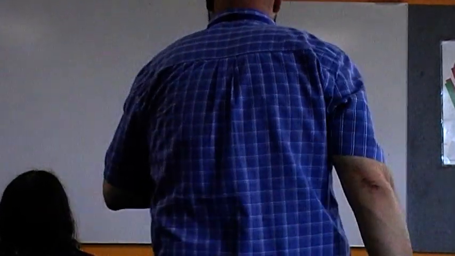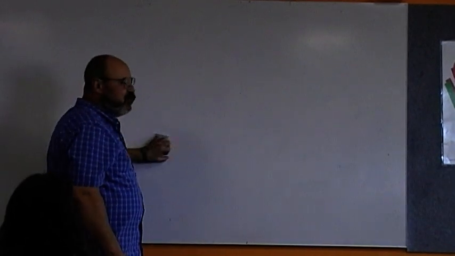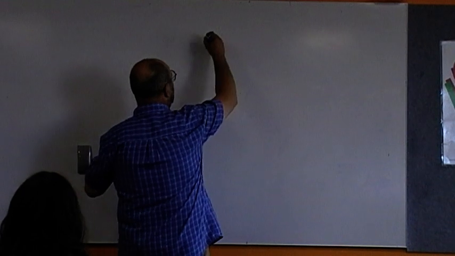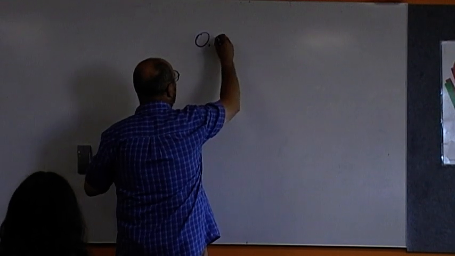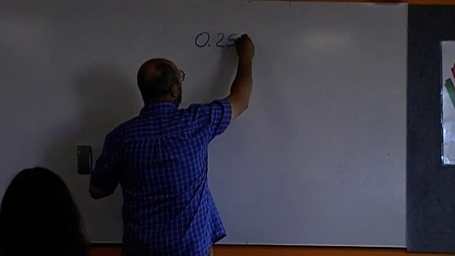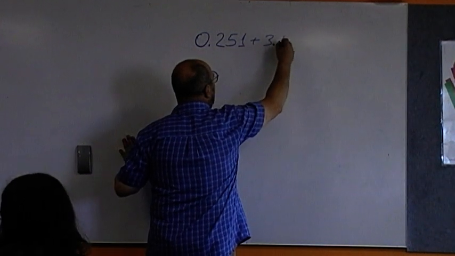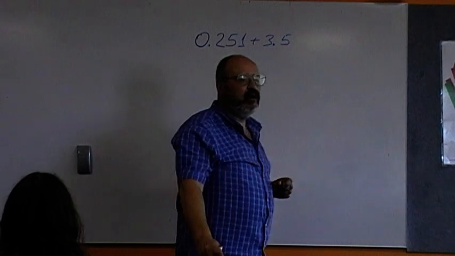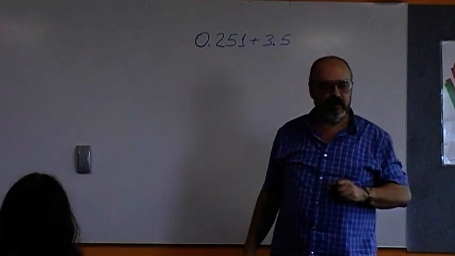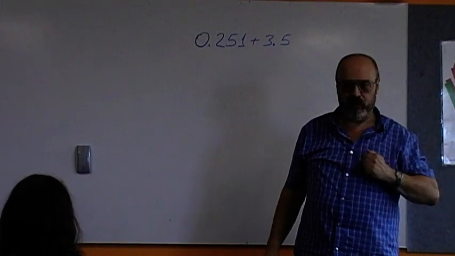So today we will be talking about operations with decimals. Let's start with how we add decimals. If you need to add, let's say, 0.251 plus 3.5, you line up decimals by decimal point.